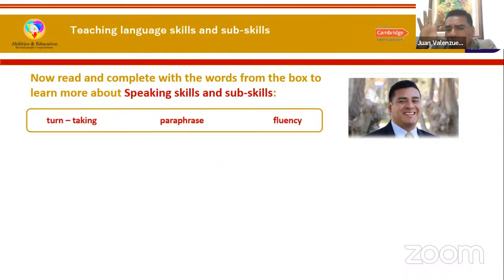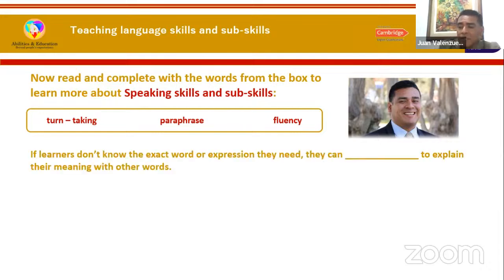Now we are going to complete 3 statements or sentences. This has to do with speaking skills and soft skills. Here are the options: turn taking, paraphrase, and fluency. And here's the first statement. If learners don't know the exact word or expression they need, they can explain their meaning with other words or with their own words.